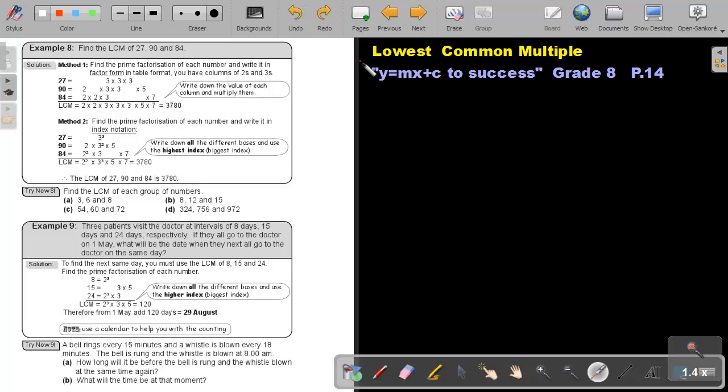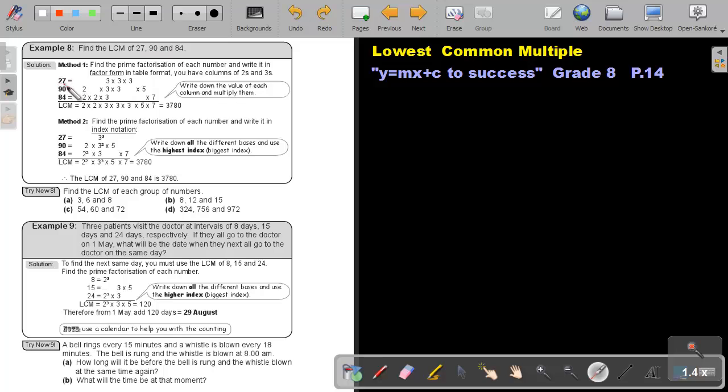Part 10. We are going to continue with the lowest common multiple, and we will find the lowest common multiple of three numbers. You will find this on page 14 in the Namibia Mathematics Grade 8 textbook, y equals mx plus c to success. Let's look at example 8. Find the lowest common multiple of 27, 90 and 84.